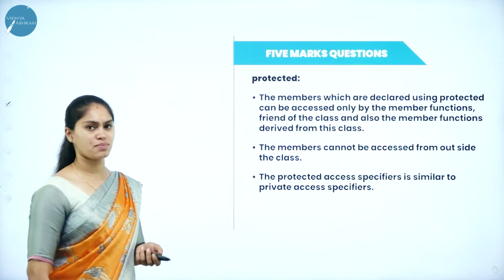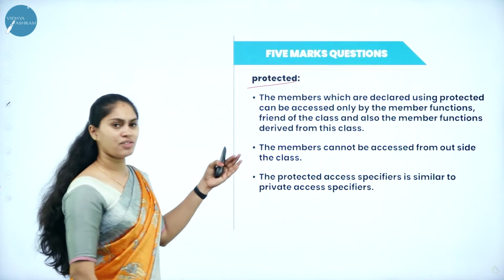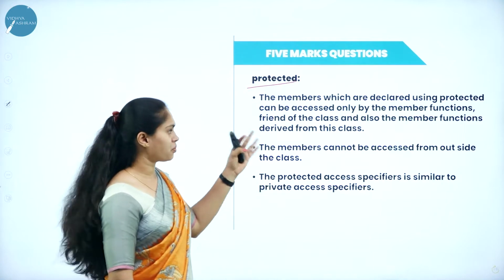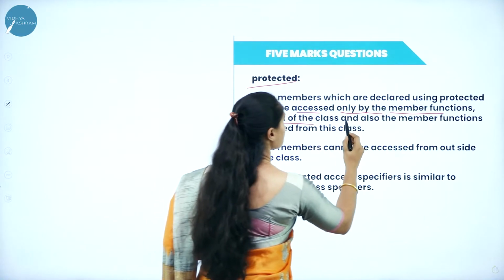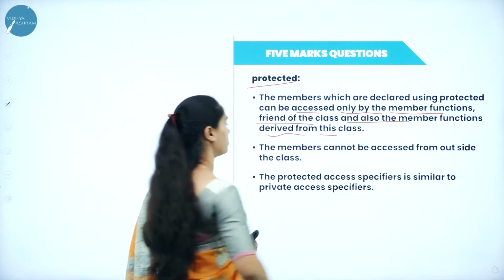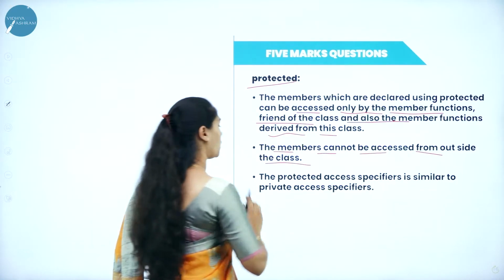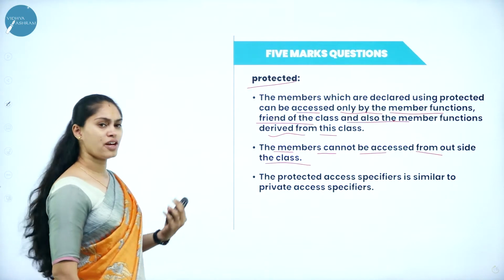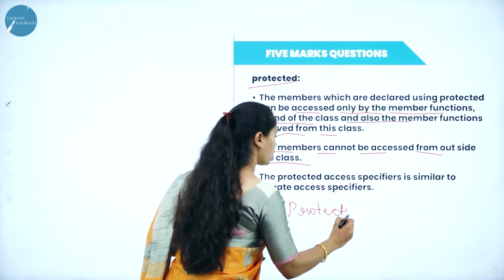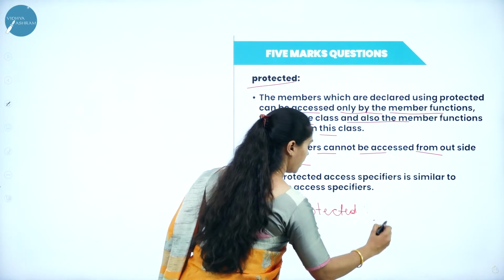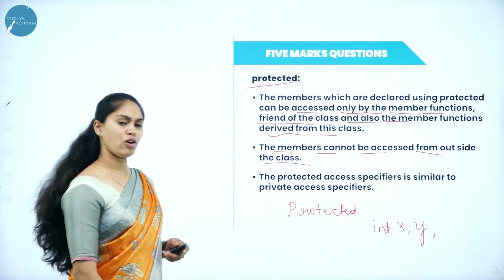The same thing is specified with the protected access specifier. Whatever members I declare under the scope of protected can be accessed only by the member functions, friends of the class, and also the member functions of classes derived from this class. The members cannot be accessed from outside the class if they are declared under protected. In the same way as private, you can take protected colon int x comma y. So these two data members come under the scope of protected.